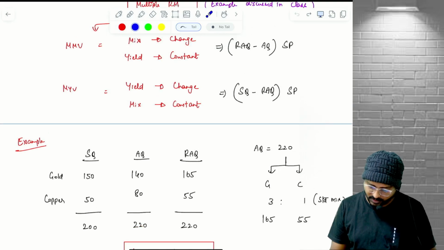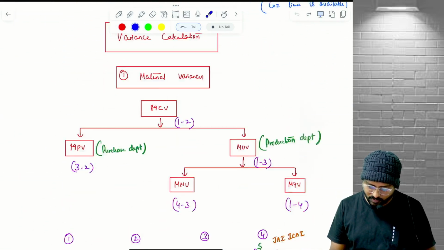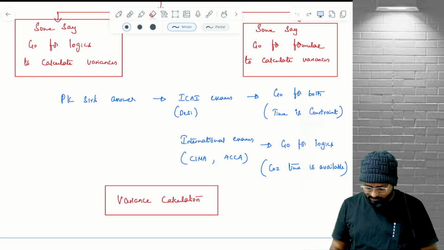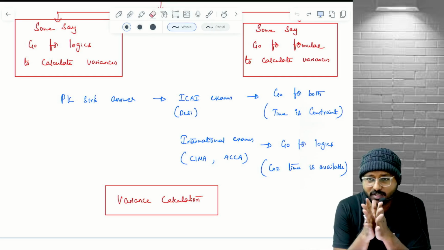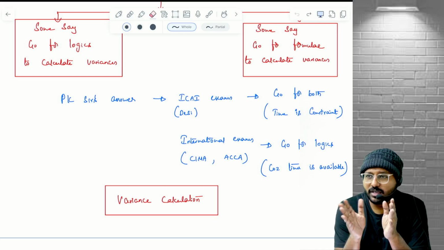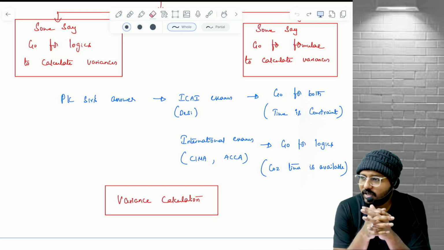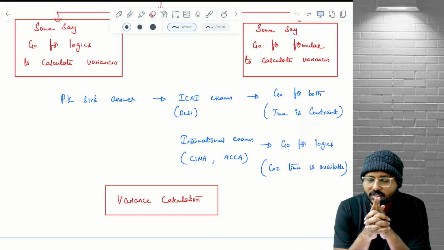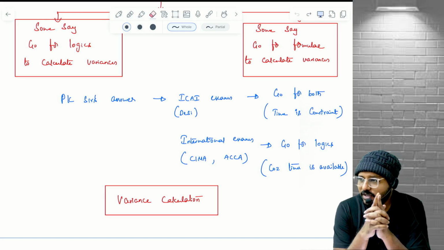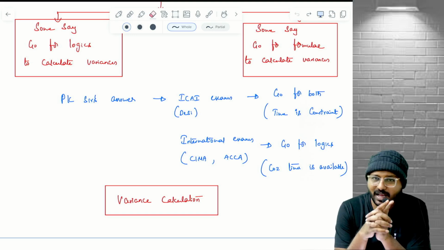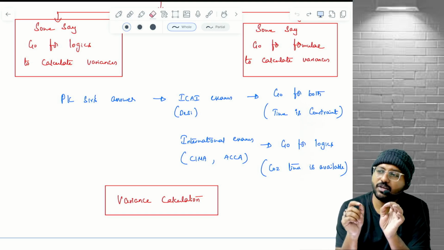Now let's go with the formula. I explained all the logics to you. So first, what do we have? Material cost variance. Material cost variance will be divided into what and what? Price and usage. Usage will be divided into what and what? Mix and yield variance, right? If there is only a single raw material, then cost variance will be divided into price and usage, and we will stop there. We'll not go any further. If there are multiple raw materials, then cost variance will be divided into price and usage, and usage will be further divided into mix and yield.